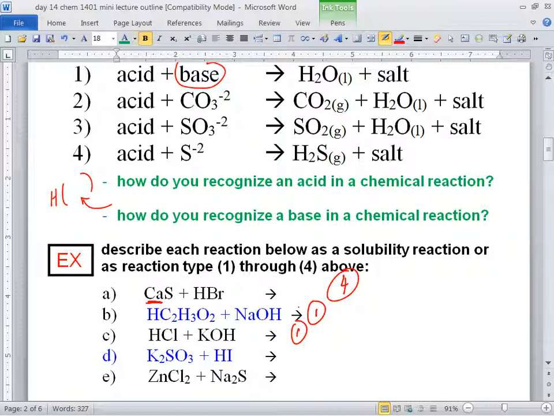Lauren, D, solubility or 1 through 4? 1 through 4. Good deal. Yeah, you guys are getting the idea here. Bowdy, it's 1 through 4. 3. Great. Yeah, I agree. Do you see it? It's 3. All right. The last one here, Ashley, solubility or 1 through 4? Solubility. Right? There's definitely no what there? Acid. Okay, so it's solubility.